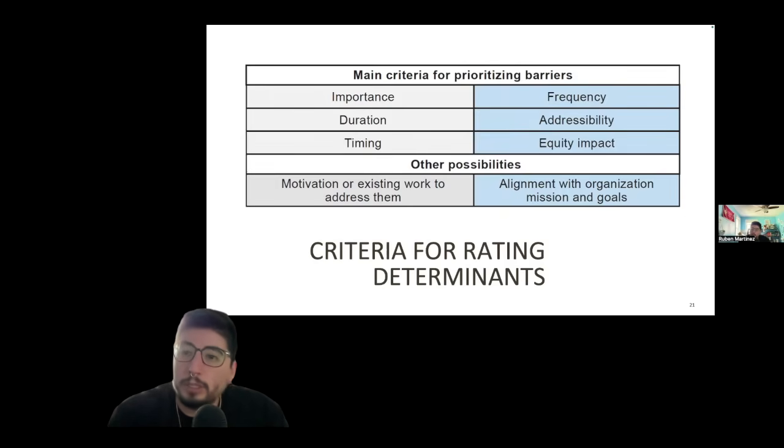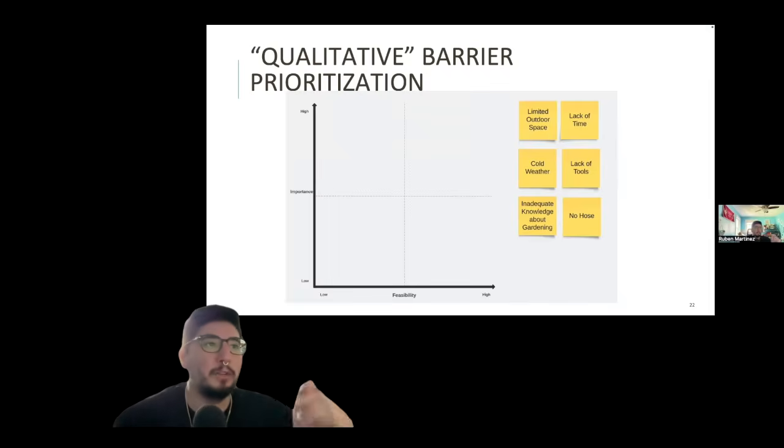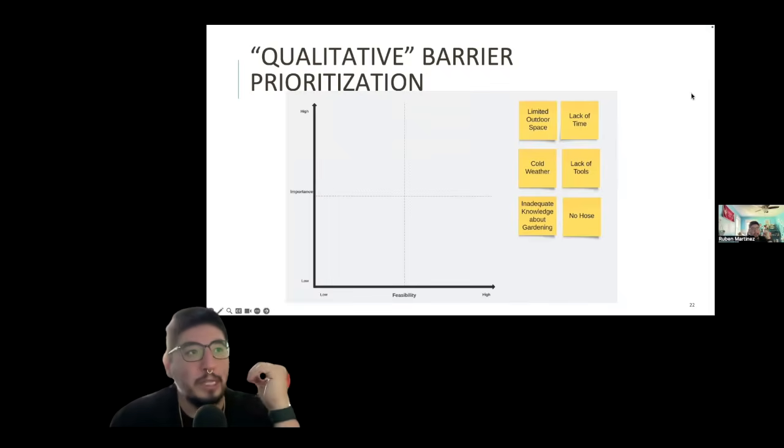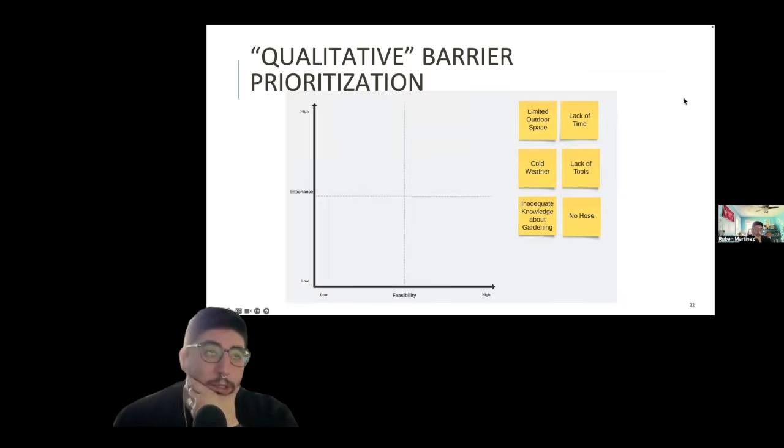We work with schools in the state of Rhode Island. One of the most important ways we prioritize is, is this aligned with the district's overall mission or value to address this barrier? An example of this is an example we use of determinants to starting a garden. So we have things like limited outdoor space, lack of time, cold weather, lack of tools, inadequate knowledge about gardening, and not having a hose.